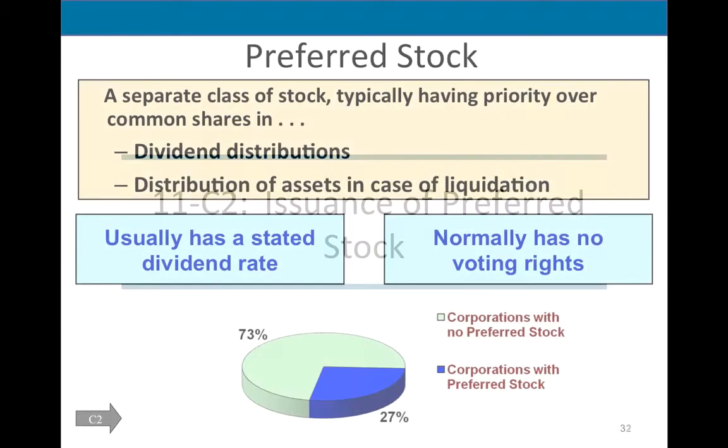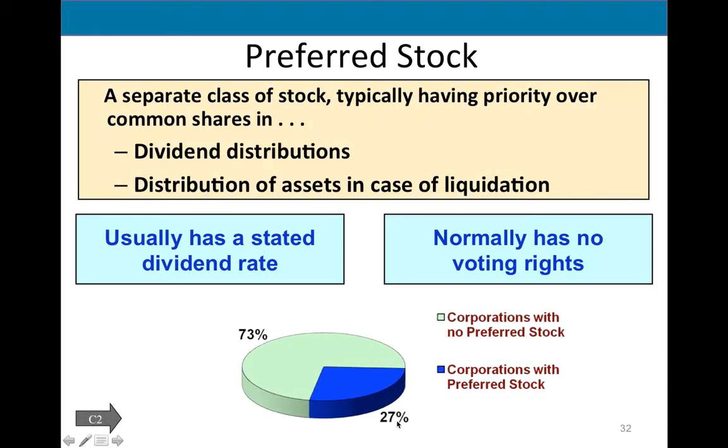Issuance of preferred stock. So some companies, 27% of them, in addition to common stock, they also issue preferred stock. So usually preferred stock, it's kind of similar to bonds. It has a stated dividend rate. So companies have to usually pay dividends to preferred stock. They cannot pay dividends to common stock until their obligations are fulfilled for preferred stock. But the other side of the coin here is that preferred stock usually doesn't have voting rights. So it's not real stock. You cannot vote.